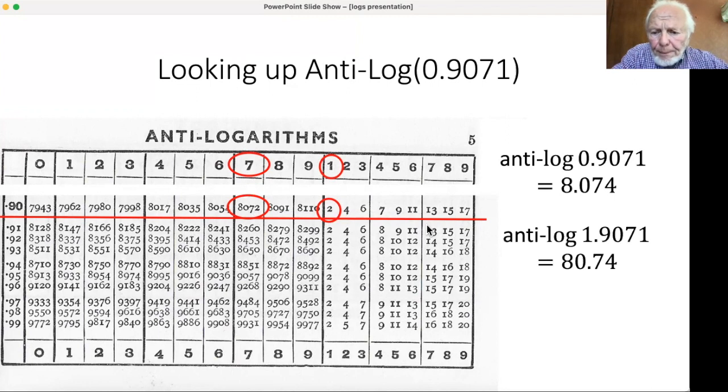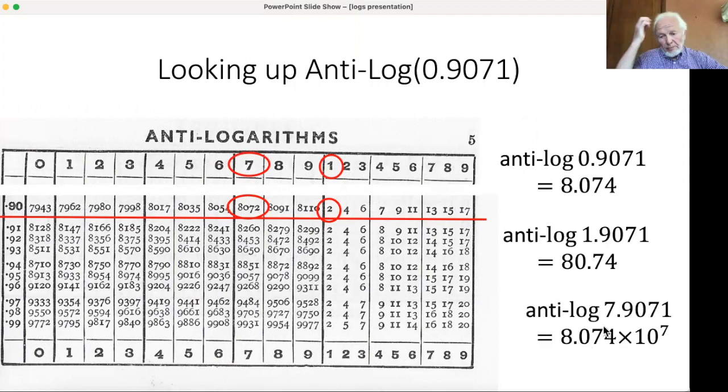Okay, and similarly, of course, anti-log of 1.9071 is 10 times bigger, so it's that, and anti-log of 7.9071 is 8.074 times 10 to the 7.